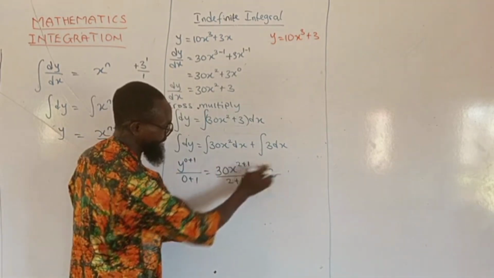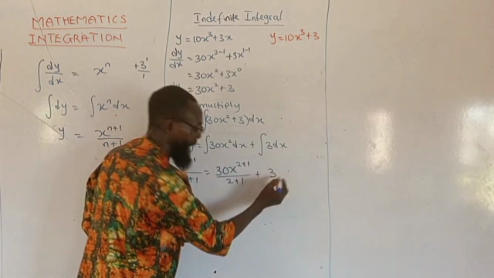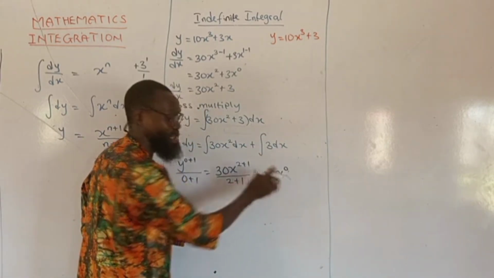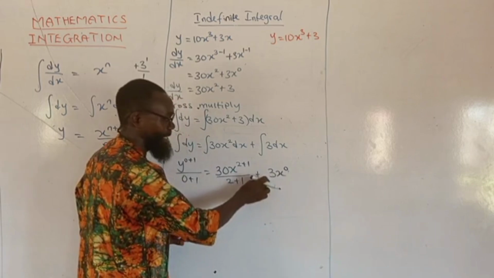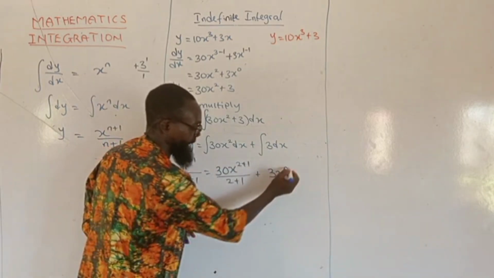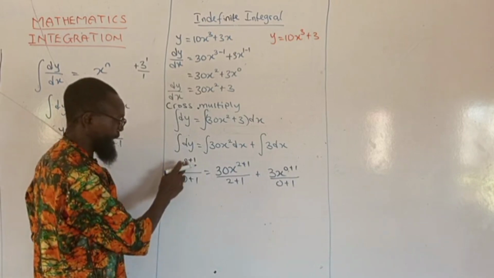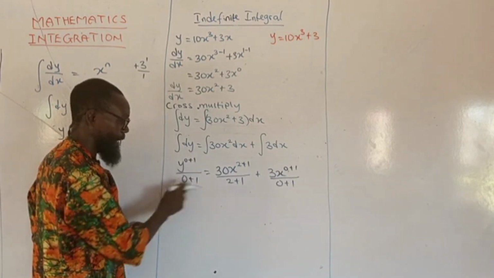And what we are dealing with is the x. It's not the x raised to power 0, because anything raised to power 0 is 1. 1 multiplied by 3, we have our 3. Then we are going to add our 1 divided by 0 plus 1. 0 plus 1, we have 1.